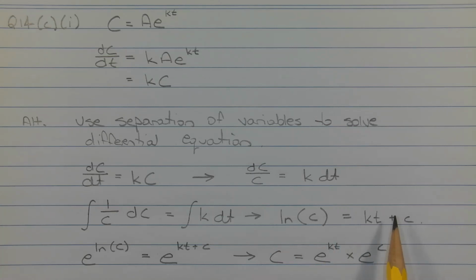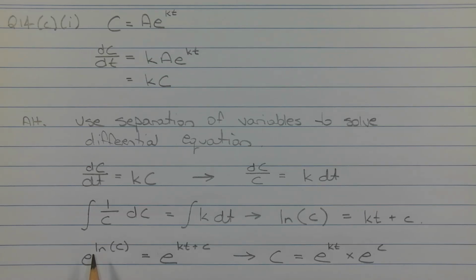Raising both sides of the equation to base e, we get e to the power of ln C is equal to e to the power of kt plus the constant of integration c. Just take note that this c here is a capital C, different to this c here. Now we can apply some index laws on the right hand side. e^(kt+c) can be written as e^(kt) times e^c.